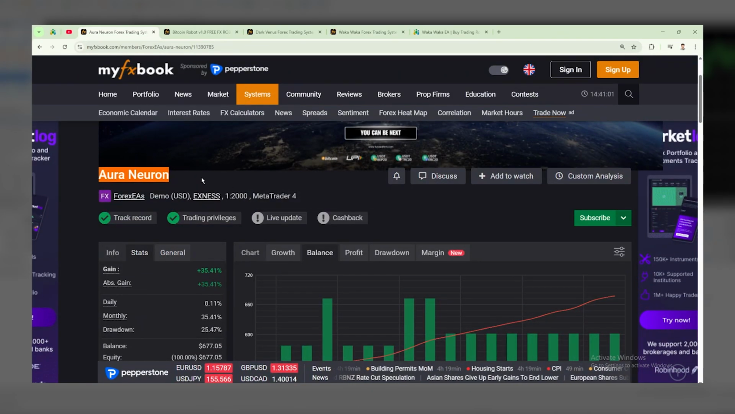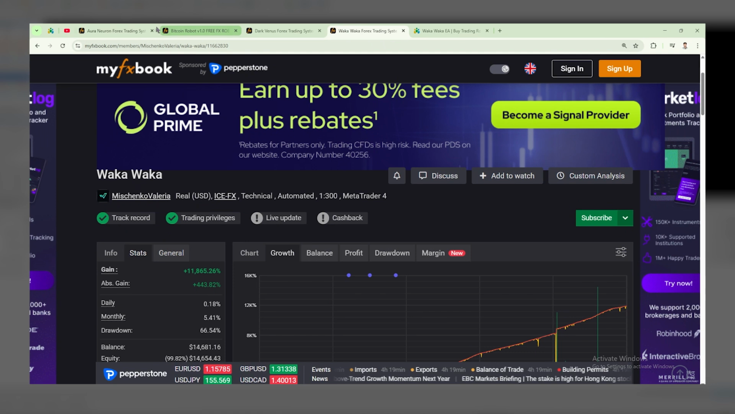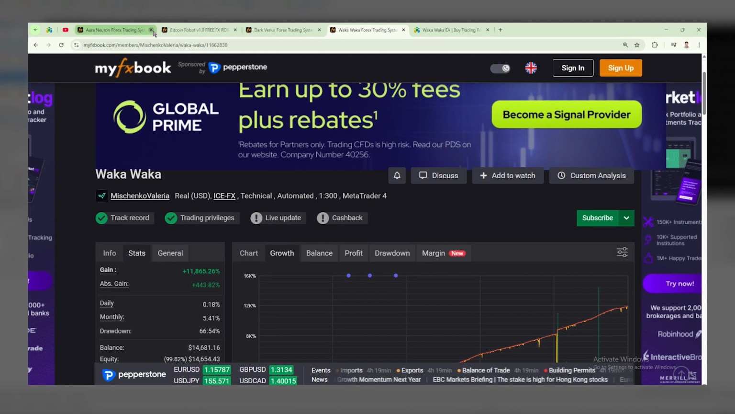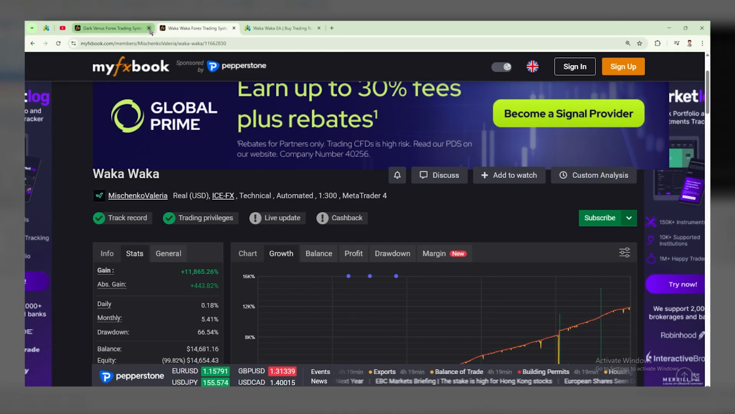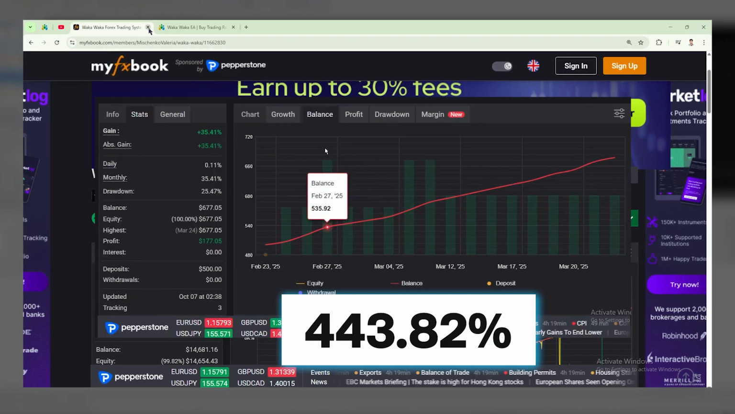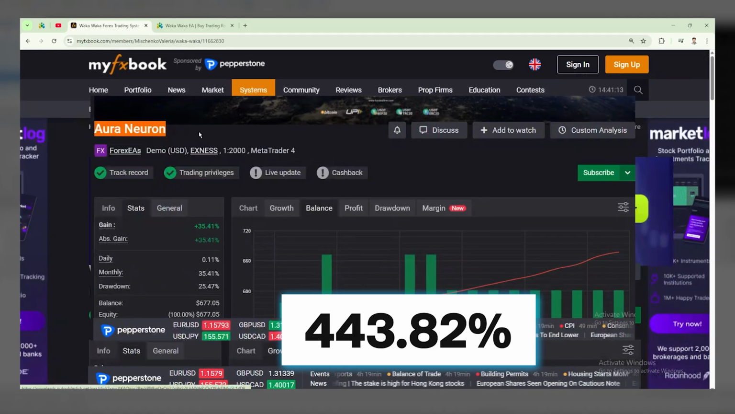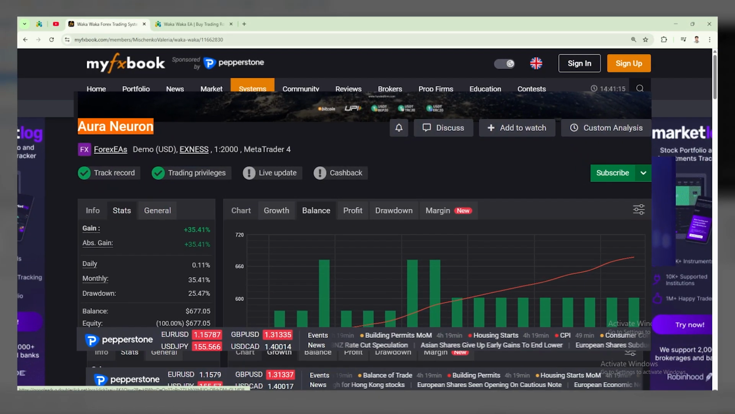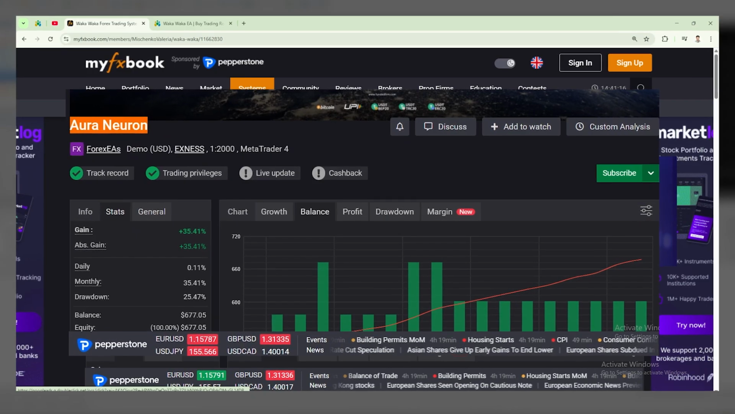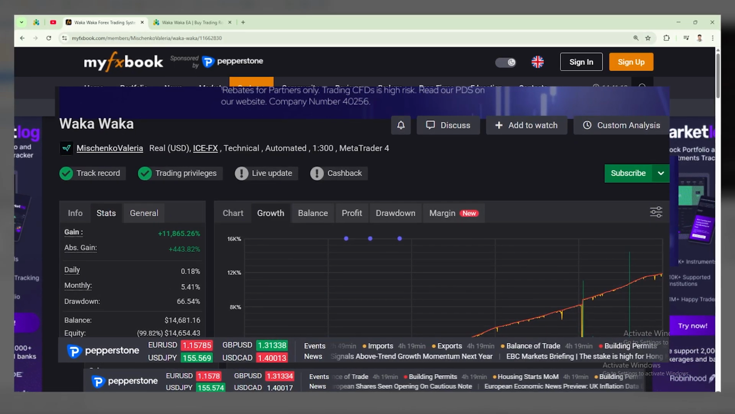Here's the live Myfxbook dashboard for Waka Waka EA, fully audited on Pepperstone with IceFX tech spreads, starting from a $3,500 deposit back in early 2019. And these numbers had me doing double takes. Absolute gain exploding to 443.82%, with a current balance of $14,081.10 and equity hugging $14,654.43. That's 99% utilization without over-leveraging.